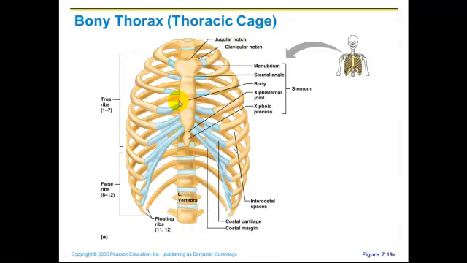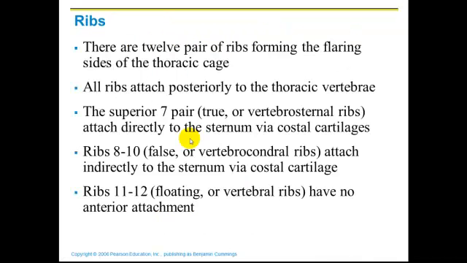The other part here is called the body. The body is the majority of this. The last part is called the xiphoid process. The xiphoid process is a small amount of bone that projects down, below the actual edges of the rib cage. Now the ribs themselves, we have 12 pairs of ribs. These are all attached at the back, or posteriorly, to the thoracic vertebrae. How they attach up front varies.